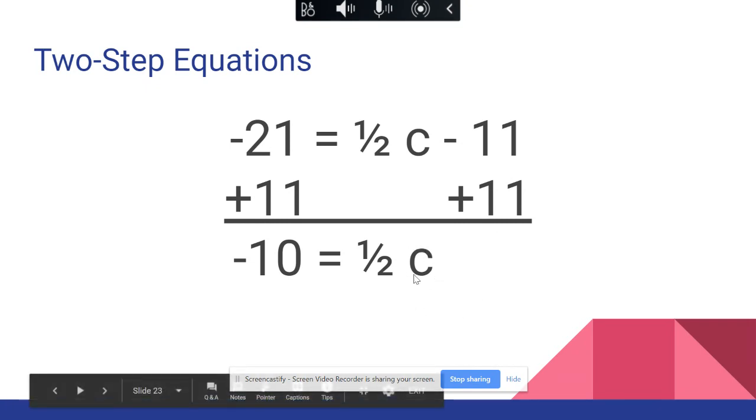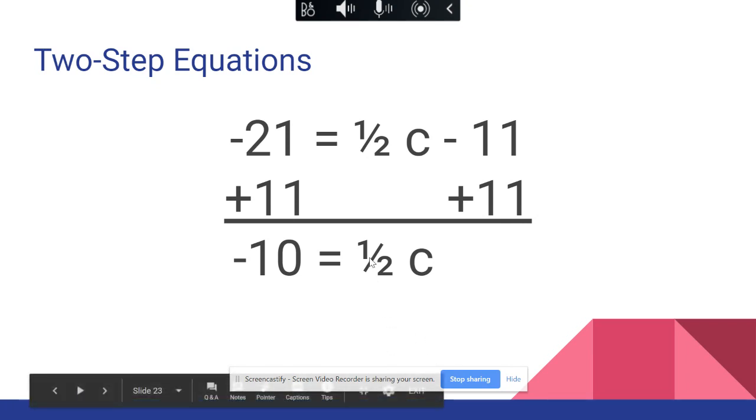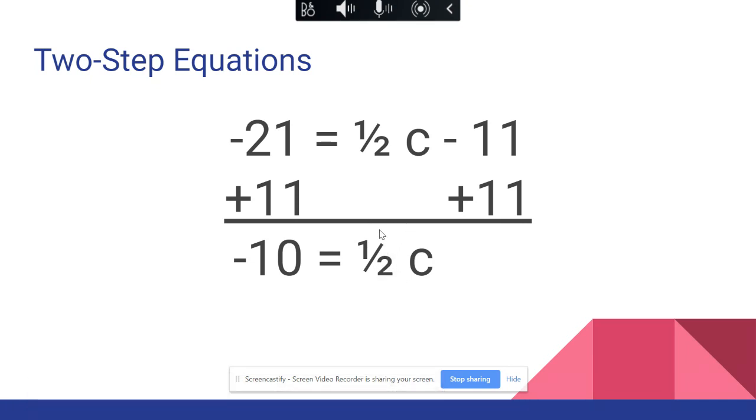Okay, so now I have my variable. I had to multiply by 1/2, so I need to divide by 1/2. Now I'm dividing by a fraction, and when we divide by a fraction, that means I have to multiply by the reciprocal. So I can multiply by this reciprocal. Reciprocal means I take this fraction and I flip it upside down. So I flip 1/2 around. So 2 goes on top, 1 goes on bottom.